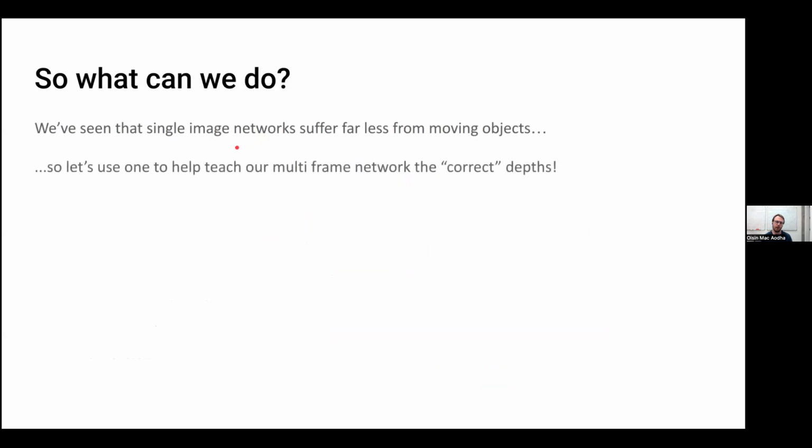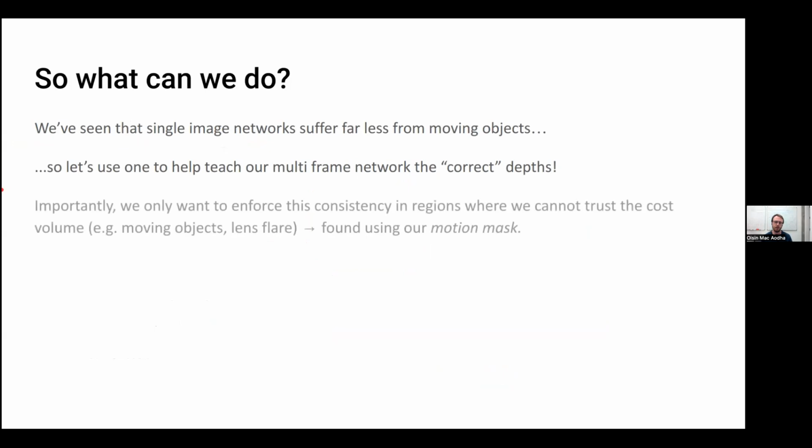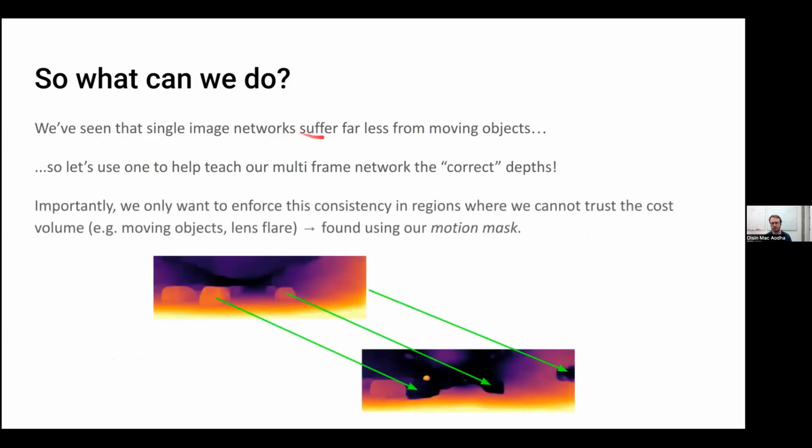So the question then is, how do we fix this? What we observe is that these single frame networks, the traditional monocular methods, actually do a decent job on moving objects. Not perfect, but decent. So what we wanted to do was enforce consistency between a monocular style method and our multi-view one.